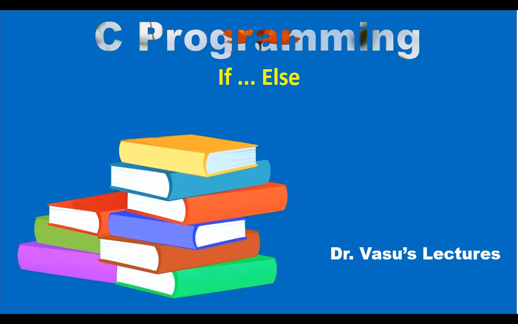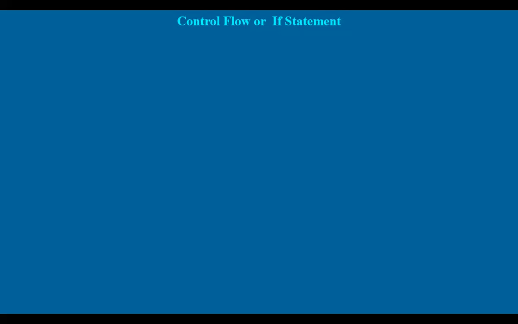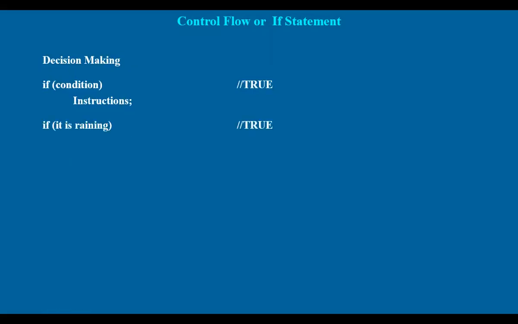Now let's see how this if-else works. It controls flow. Suppose you want to have some control over the flow of the program statements, then if statements and if-else statements are used. It's a decision-making process, right? Suppose you are testing one condition, if it is true, then we'll do something, some instructions are executed. If it is false, we'll execute something else.